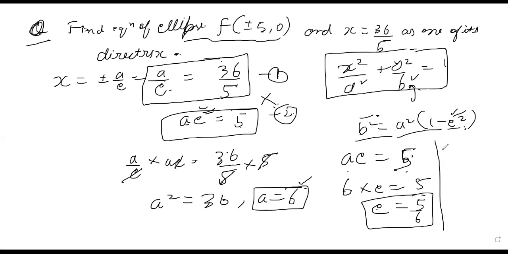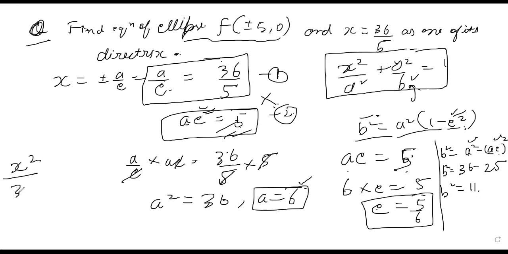We can proceed from the previous method that I taught you: B square equals A square minus AE whole square. We know the value of A and we know AE, which is 5. So B square will be A square, 36, minus AE square, 25. B square will be 11. Now A is 6 and B square is 11. So the final equation will be x square by 36 plus y square by 11 equals 1.